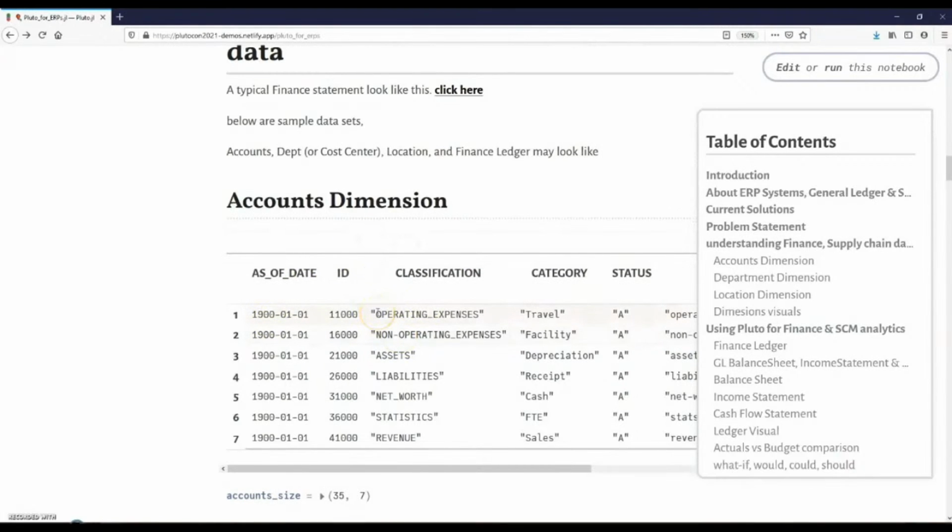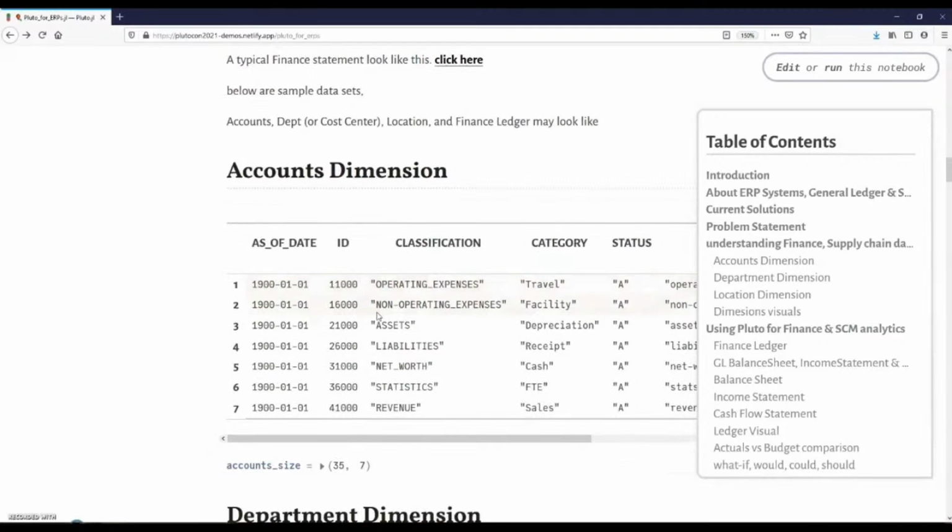Just one word of caution here: whatever data I'm going to share is random data. It has no resemblance to any organization. Everything is fake data. But the same concepts can be applied to real data.